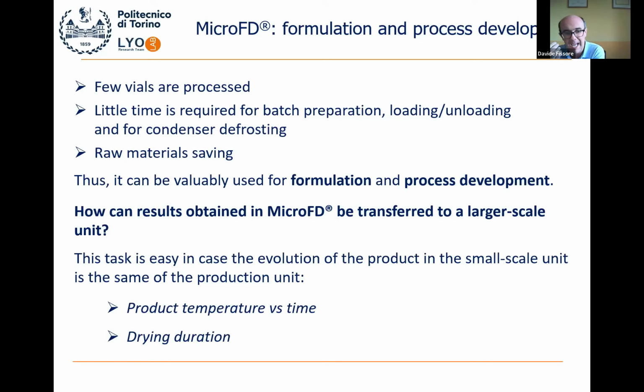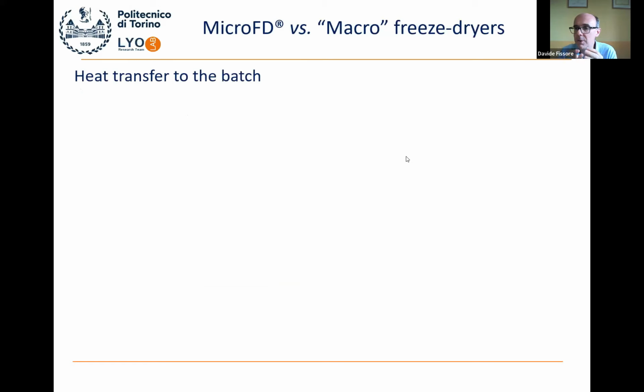What you want is that the evolution of product temperature versus time and drying duration are the same in the two freeze dryers. Actually, MicroFD gives you some interesting possibilities for minimizing the effort needed to transfer a process, as I will show you in a while. At first, we have to understand why we have a problem of process scale-up, of process transfer. The problem is related to the way heat is transferred to the batch.